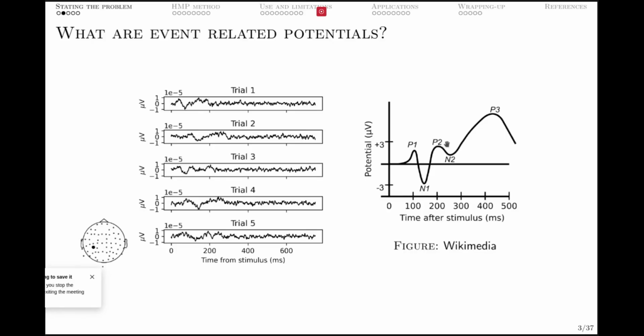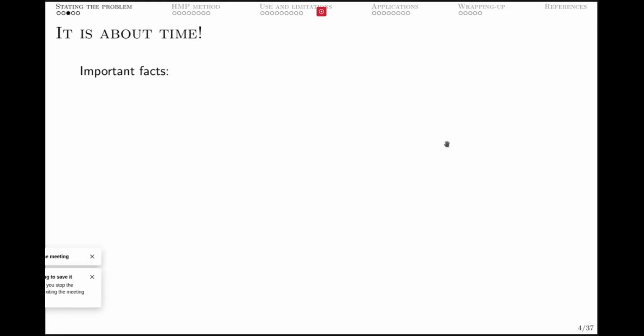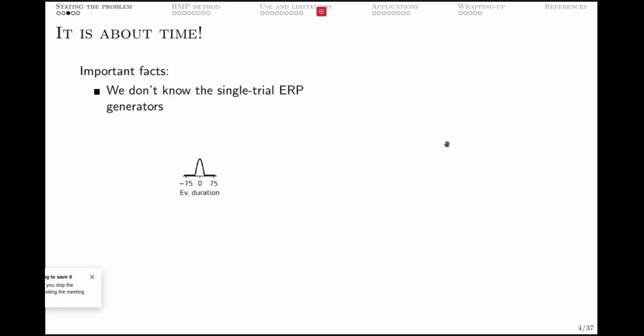I'm going to show you how dramatic it actually can be using some simulated data. So first, two important facts. The first one is we don't know the single-trial ERP generators, right? When you look at the single trial, you see something that is noisy, and you don't actually know what exactly the shape is of the component that you're interested in. There are two classical theories. The first one says that if enough neurons fire at the same time, then you would see something on the scalp. That's called the classical theory.